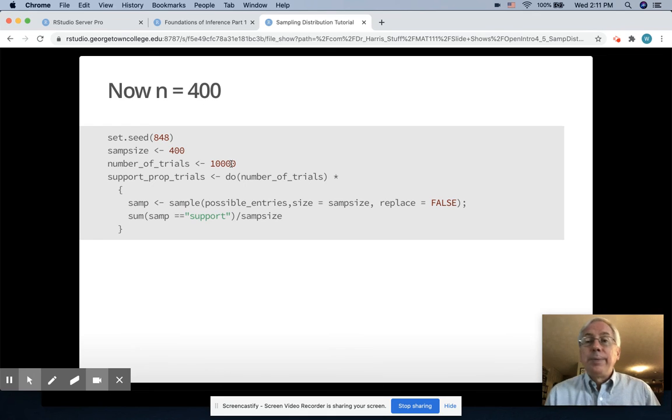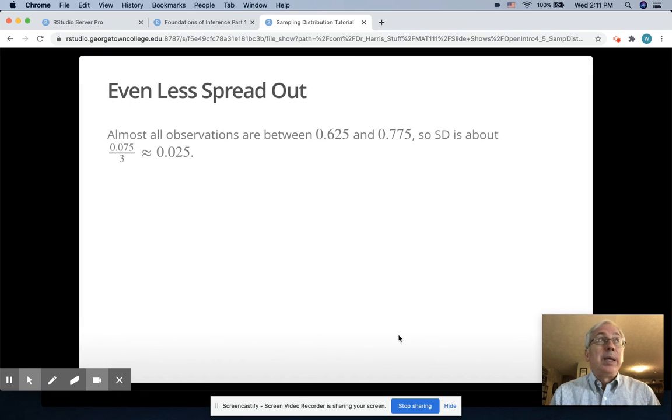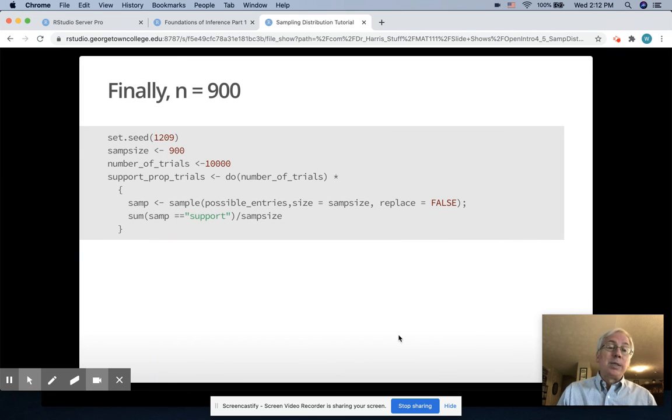What if I do 400? Again, all I'm doing is changing the sample size to 400 and using a different seed. And here's what the distribution looked like. Still pretty bell-shaped, still pretty centered, right around 0.7. But this time our observations seem to be more or less between maybe 0.625 and 0.775. So now that would mean that 3 standard deviations is about 0.075. I divide that by 3 to get 1 standard deviation, about 0.025.